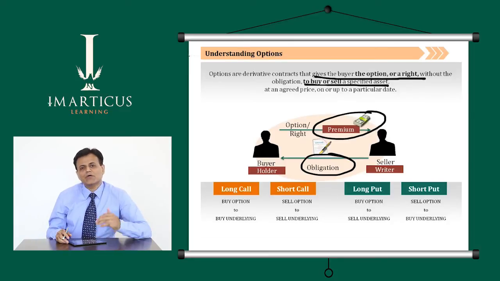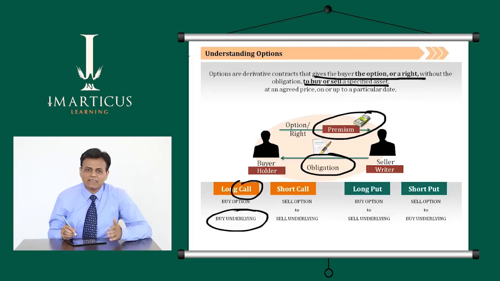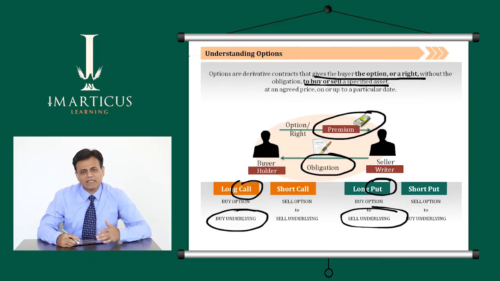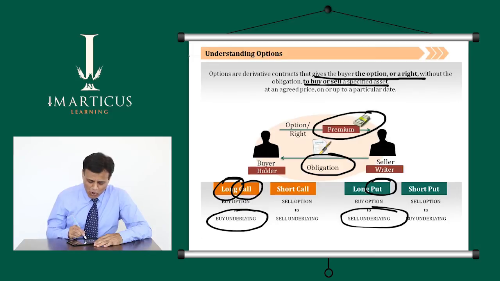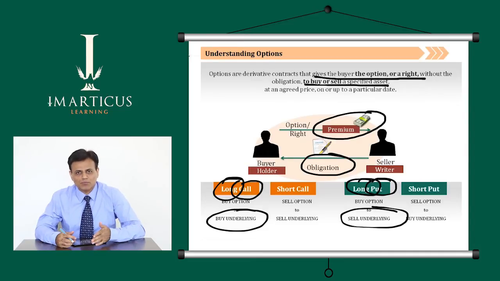Now, when you are buying the option to buy the underlying, you would call that a call. But when you are buying the option to sell the underlying, that would be a put. And since you are buying the option, you are going long on the option, hence you would call this a long call or a long put.